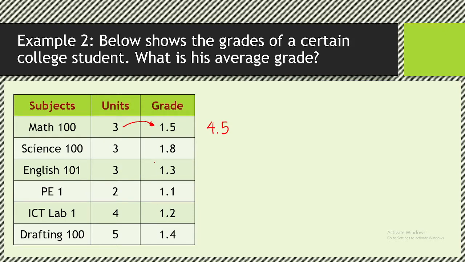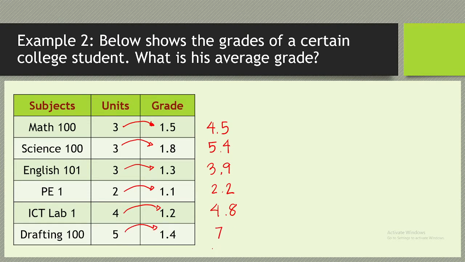If I'm going to multiply the next subject, that's science 100, so 3 times 1.8, you'll be getting 5.4 for that. The next will be 3 times 1.3. That's 3.9. The next will be 2 times 1.1. That will give us 2.2. The next will be 4 times 1.2. That will give us 4.8. And lastly, 5 times 1.4 will give us a 7.